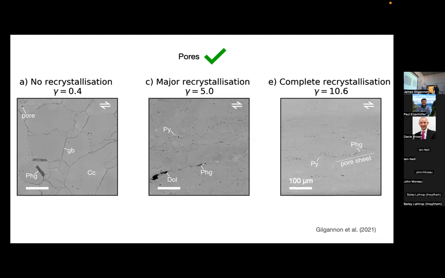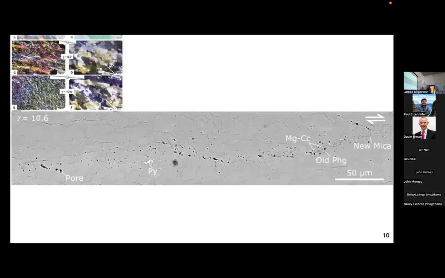You see the large grains here of the Carrara marble. You see the odd fluid inclusion inside of the calcite. And then as it starts to recrystallize, we start to see domains of porosity emerge with newly precipitated, for example, pyrite, taking the shape of the grains. And then eventually we start to get these structures in the steady state case that form a kind of pore sheet that looks something like this.